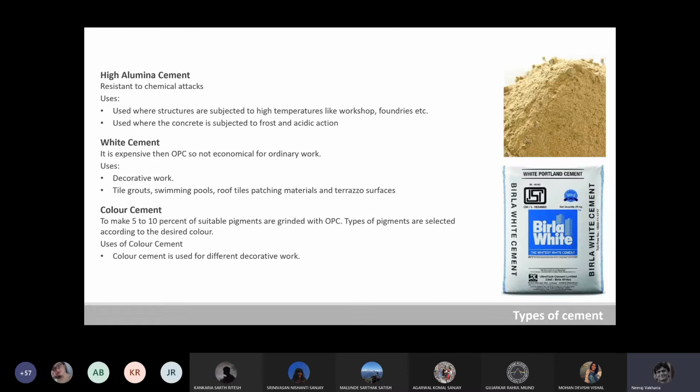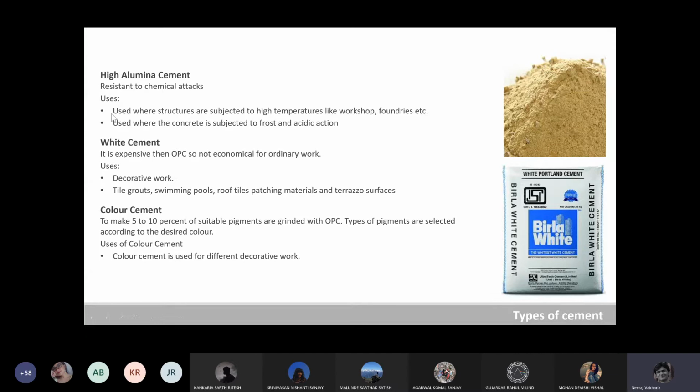Then high alumina cement. This cement is obtained from aluminum ore and ordinary lime with clinker during the manufacture of regular cement. Again, it resists chemical attacks and gives protection against some other chemicals. I don't know exactly, but different types of minerals present in the soil or the weather require different kinds of treatments, so this is one of the solutions for it.